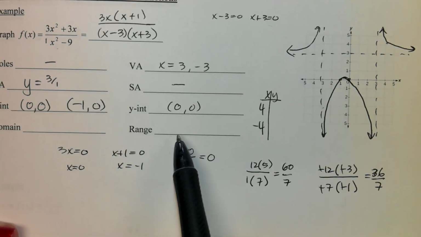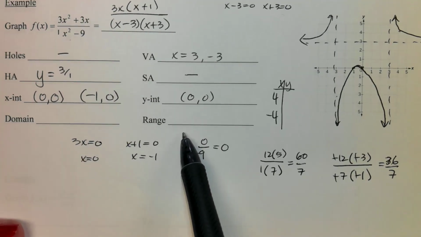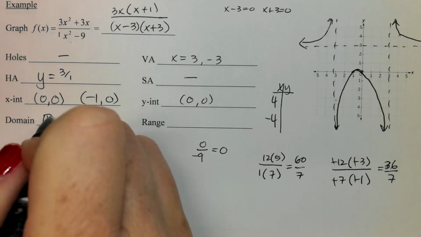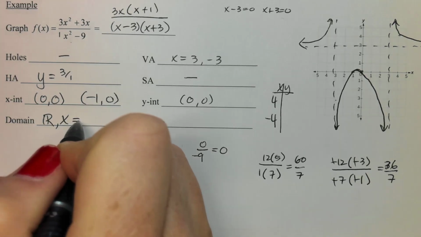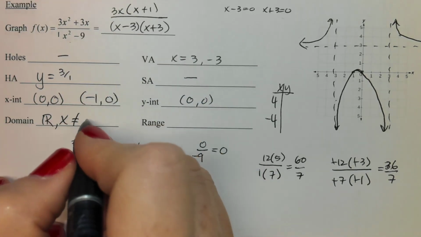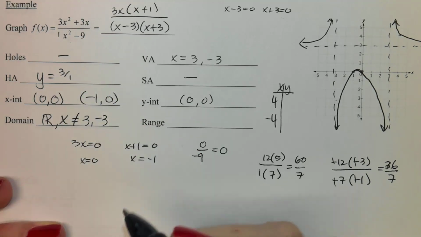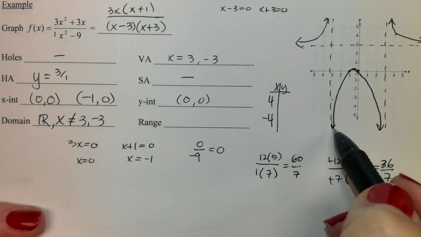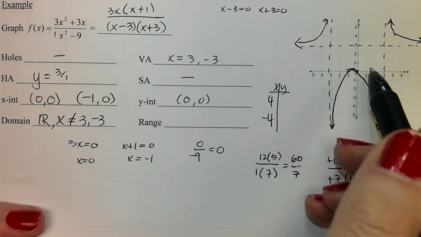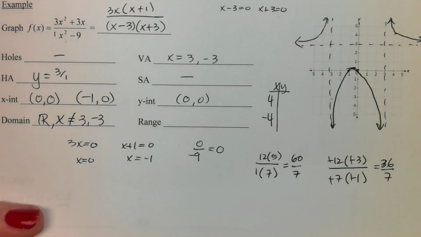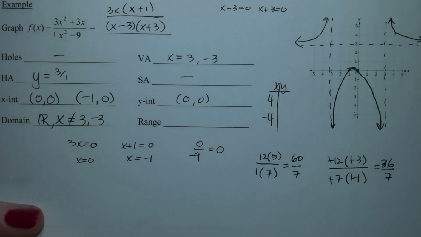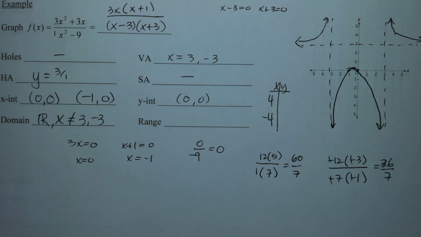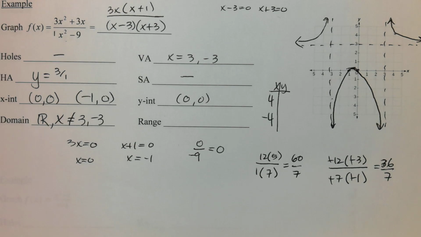What's going to be tough is our range, because we're not going to get super technical with it, which is a little frustrating. But we'll start with domain. So domain is all real numbers, except any of your VAs, which are at 3 and negative 3, and holes if we had any, which we don't. Range is going to be a little trickier because we would need to go to this highest point, which we are not in this unit figuring out. Like if I gave you your calculator, you could totally graph it, find that maximum point. But that's not the point of this lesson.